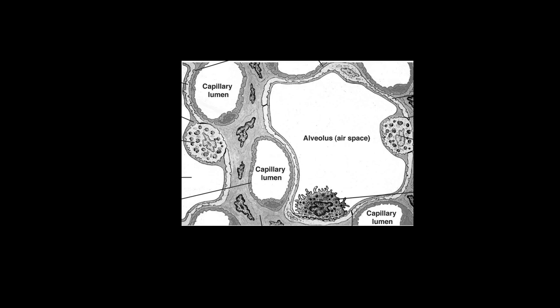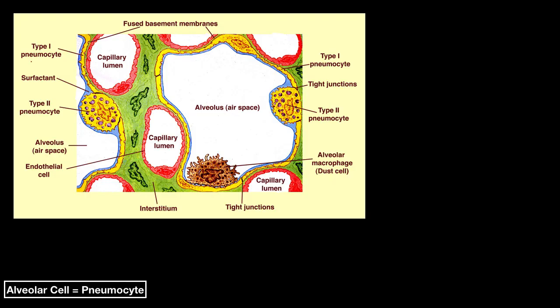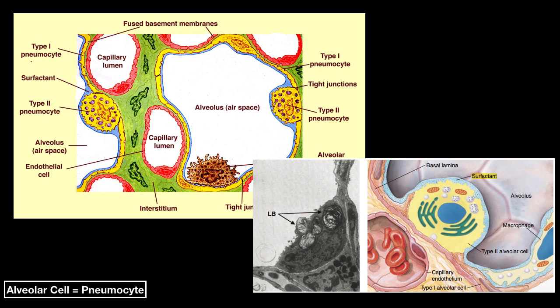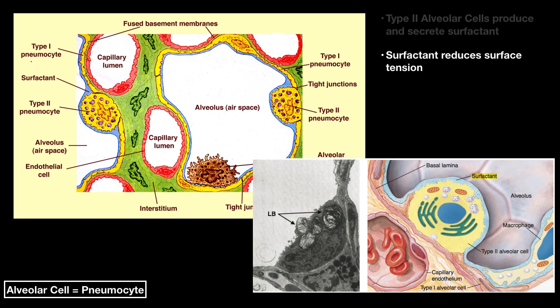There are two additional features on this electron microscopy that I want you to notice. One is the alveolar macrophage, which is part of the innate pulmonary defense mechanism. The other one is the type 2 alveolar cell. The type 2 alveolar cell, or the type 2 pneumocyte, is where surfactant is made. Now, what is surfactant? Surfactant, again, is produced by the type 2 alveolar cells, or the type 2 pneumocytes. And its primary function is that it reduces surface tension.